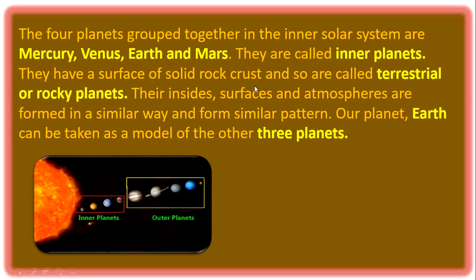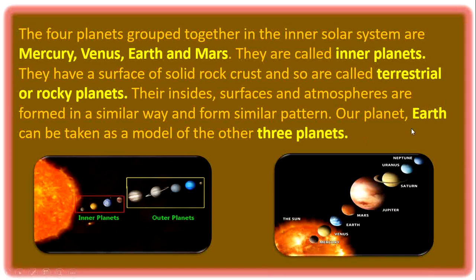So the inner planets are Mercury, Venus, Earth and Mars, and they have a solid rock crust, so we say they are terrestrial or rocky planets. The model of these planets is Earth. Like Earth, Mercury, Venus and Mars also have similar features. See this diagram: Mercury, Venus, Earth and Mars, the inner planets. The Earth is the model for the other 3 planets.